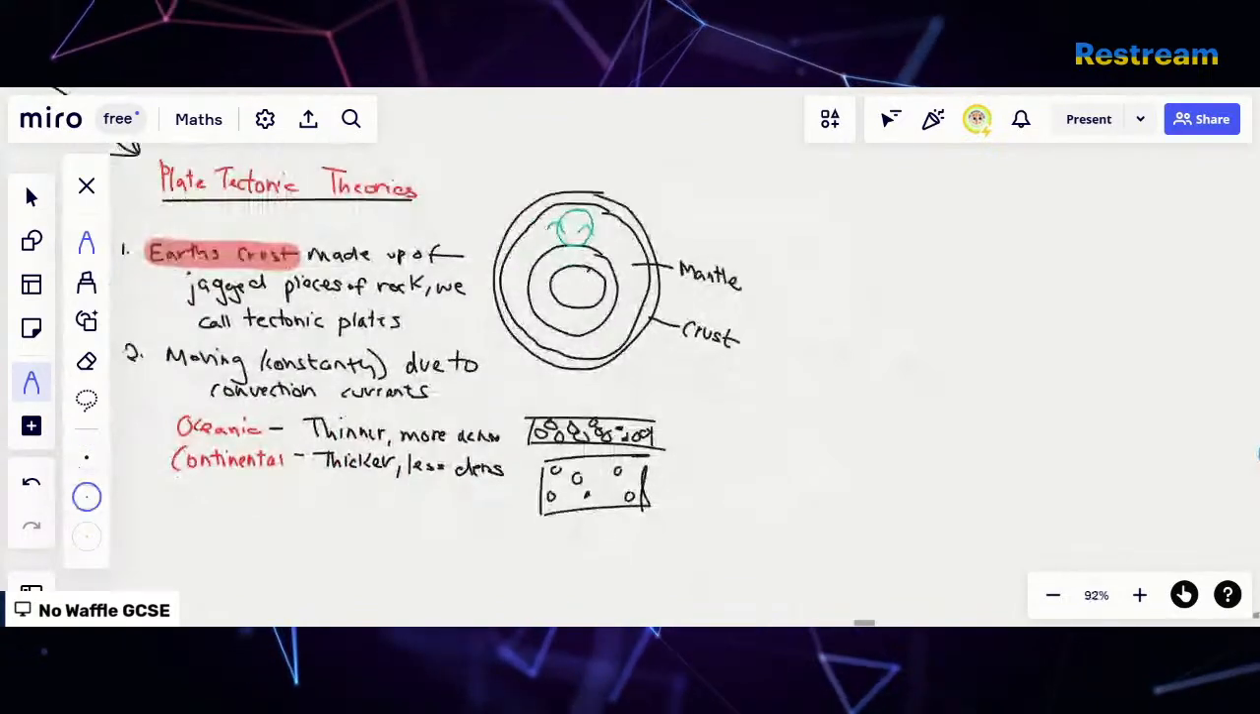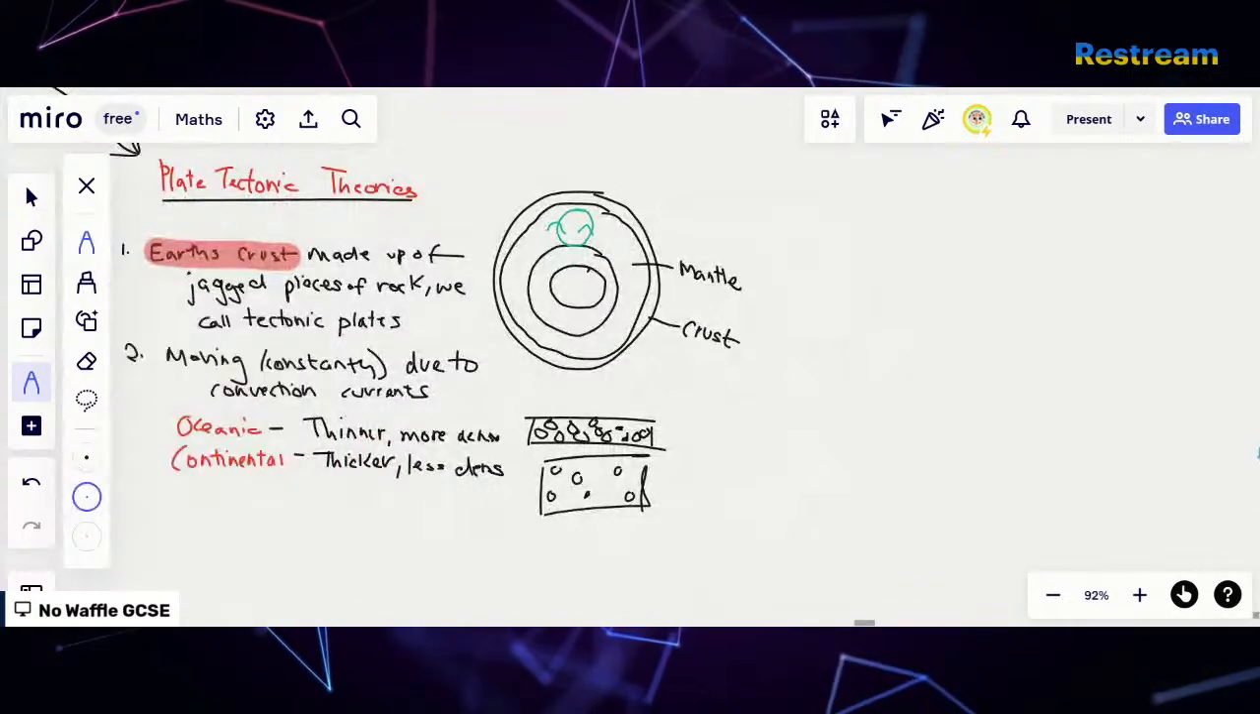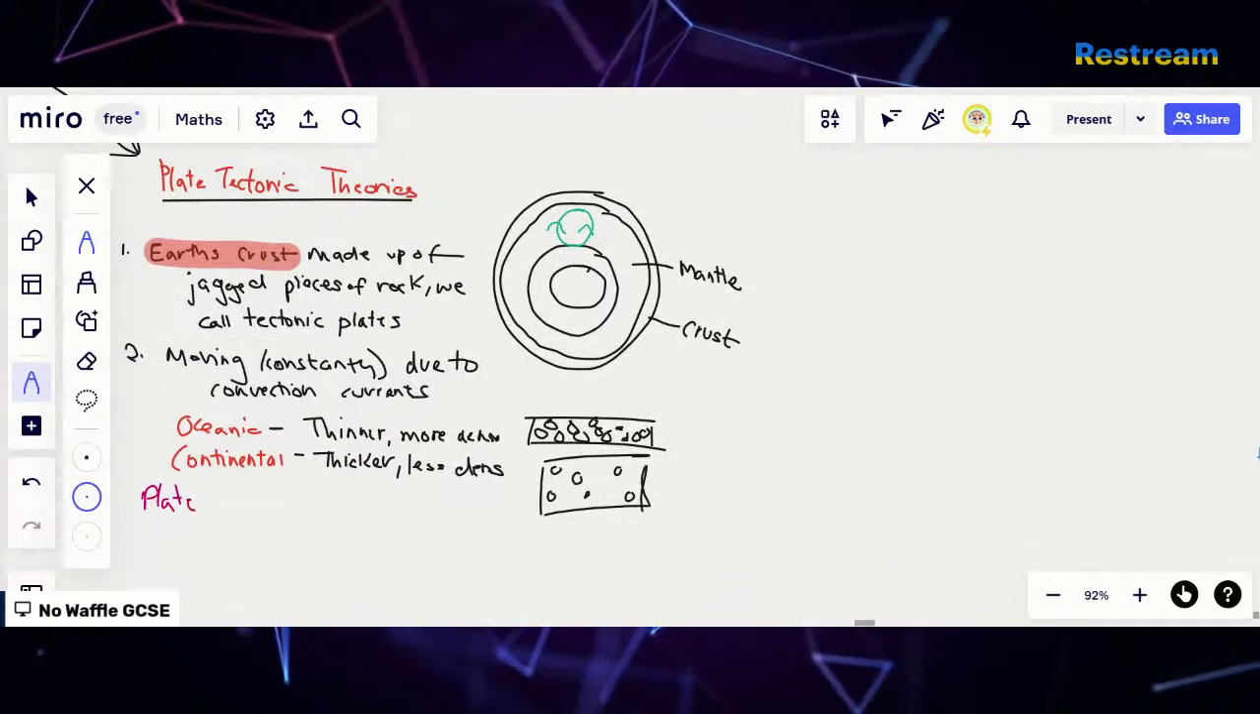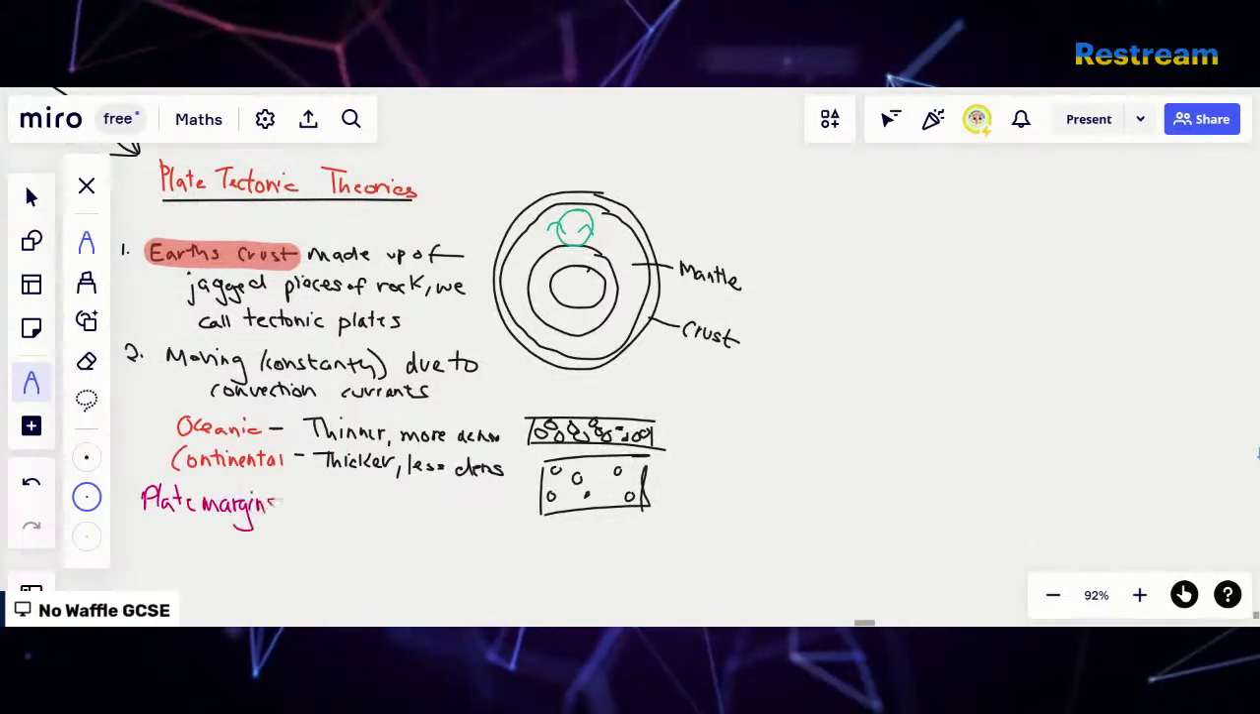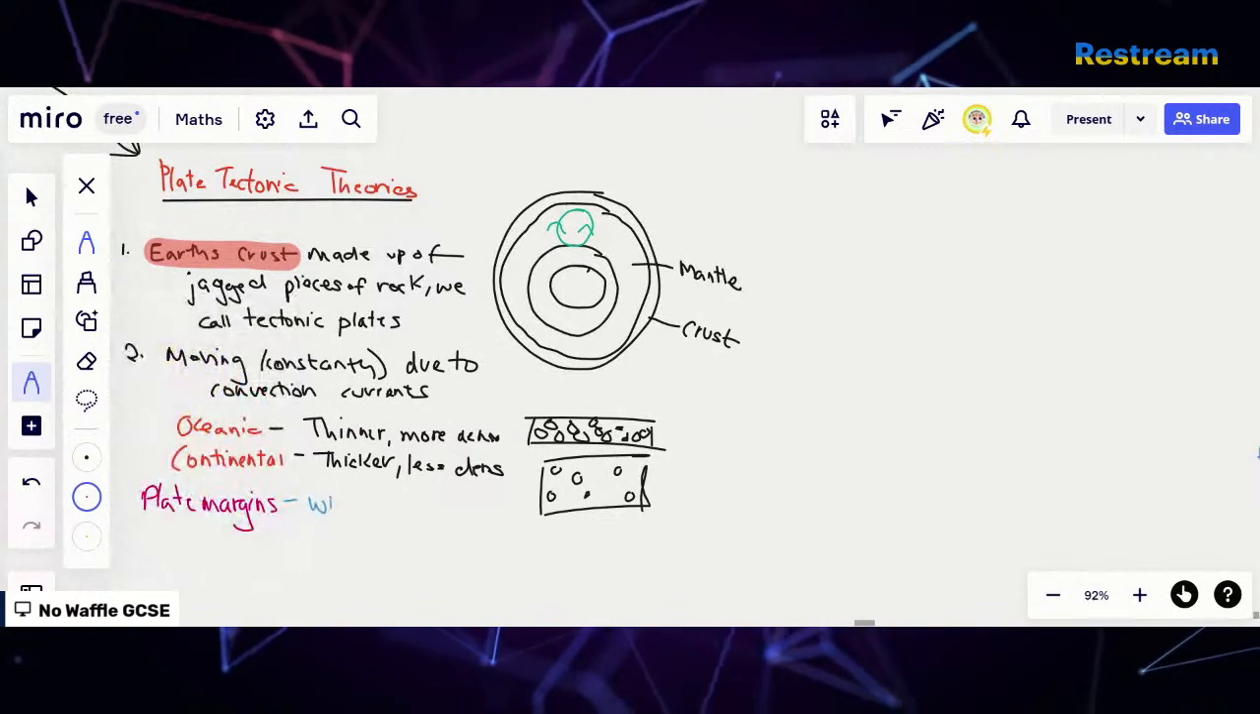One more thing, another key word that you need to know is plate margins. Now, these are often called plate boundaries as well, and what they mean is just where the plates meet.